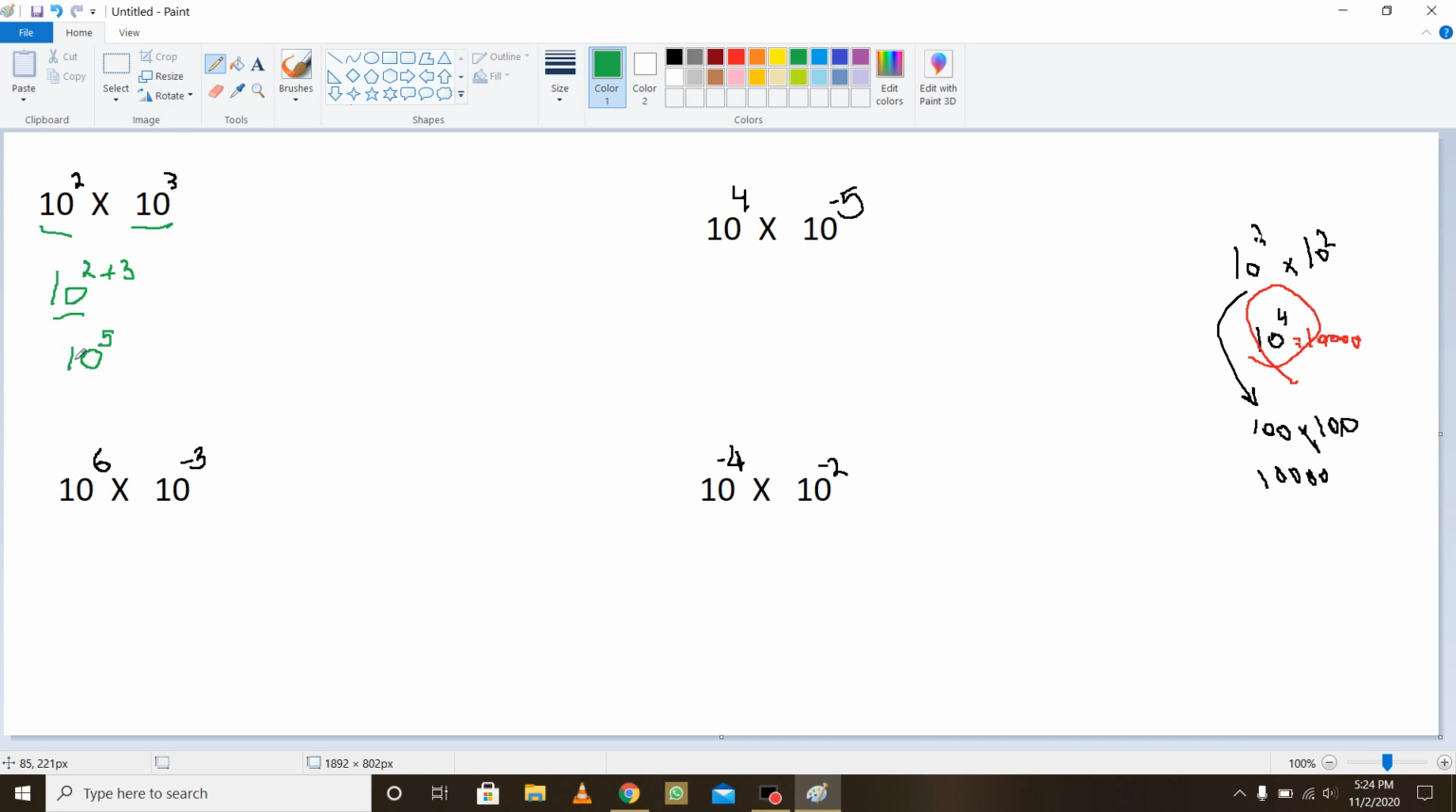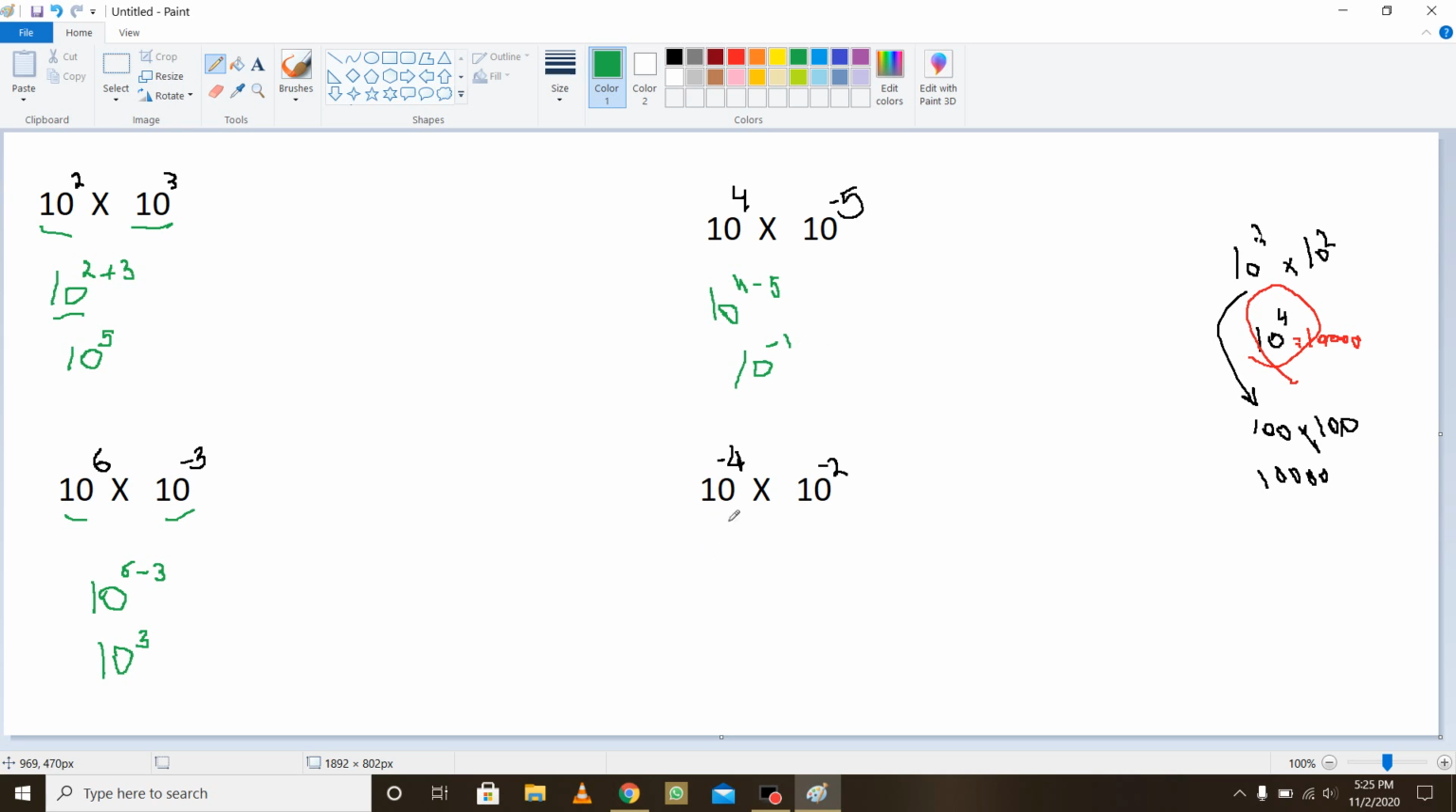In this case, again we are going to use the same technique. The base would remain the same, that is 10. We are going to add the powers, so that would be equal to 6. There is a negative sign with it, so that would be 6 minus 3, which is equal to 3. This would be equal to 10 raised to the power 3. In this case, it would be 10 raised to the power 4, and there is a negative sign with it, so we are going to subtract 5 from 4. So 4 minus 5 is equal to minus 1. So this would be equal to 10 raised to the power minus 1.